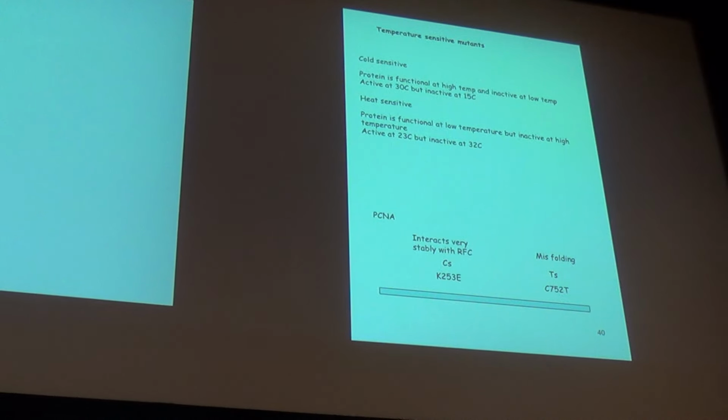So you can see how mutations affect different functions and different aspects. And then once you have this mutant, you can begin to understand how it functions. And people have done lots of different experiments and figured out how that happens.